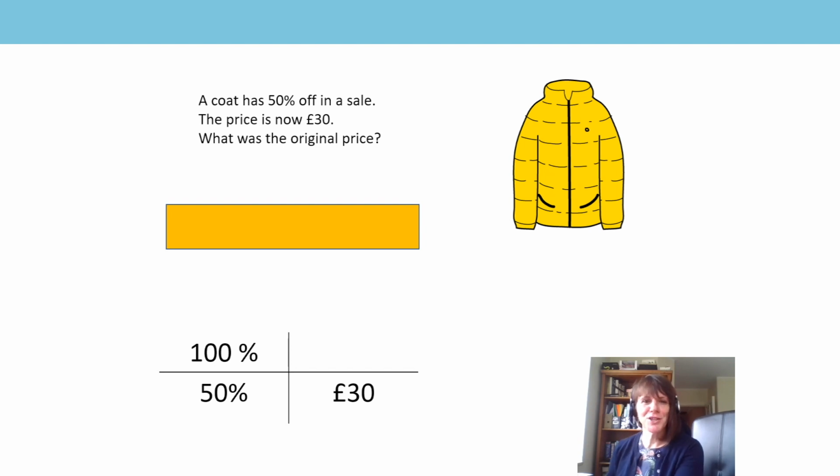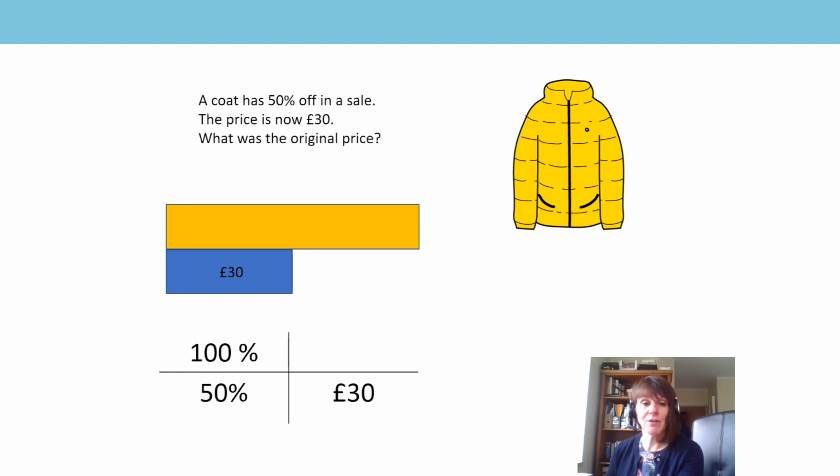Let's put the information that we've been given onto our bar model and ratio chart. So I've got a bar that represents the original price. I pay £30, which is a 50% reduction. Well, if I reduce something by 50%, it also equals 50%. 50% of the original price equals £30.